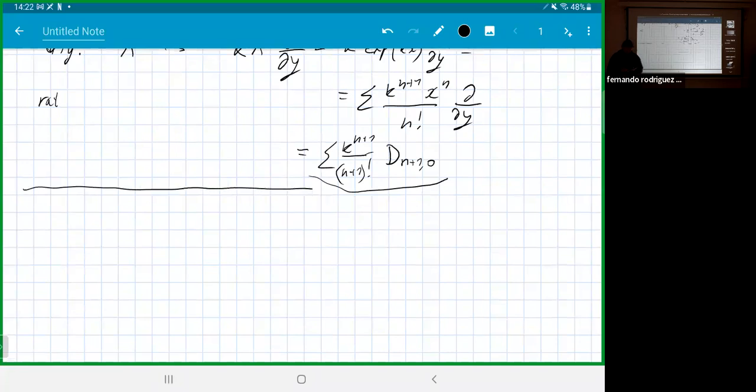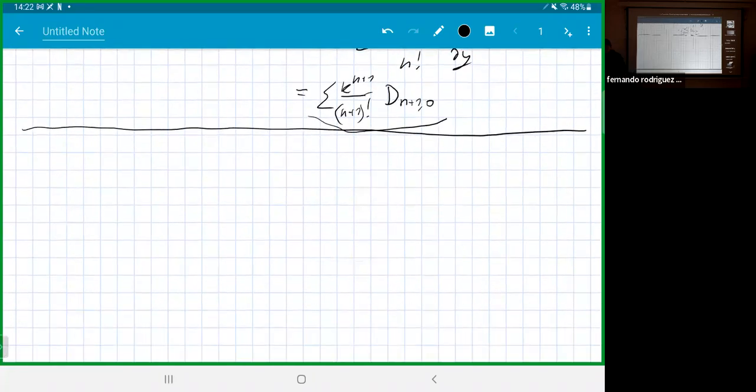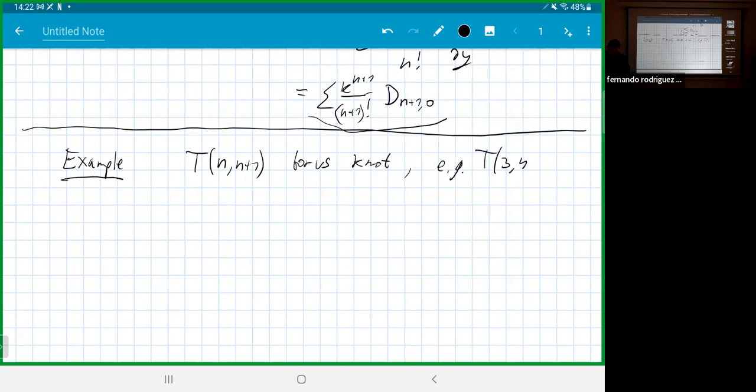Okay, let's now turn to something more. I was saying that I want this algebra to act on interesting things, and for me the motivation came from the following example. So we consider T(n, n+1), that is a torus knot. For instance, take T(3,4).